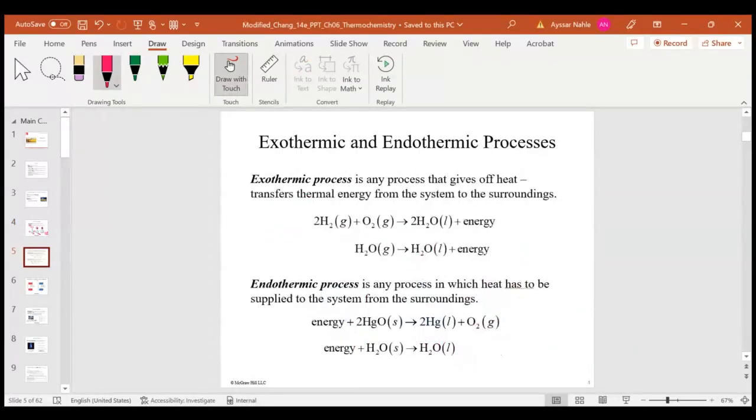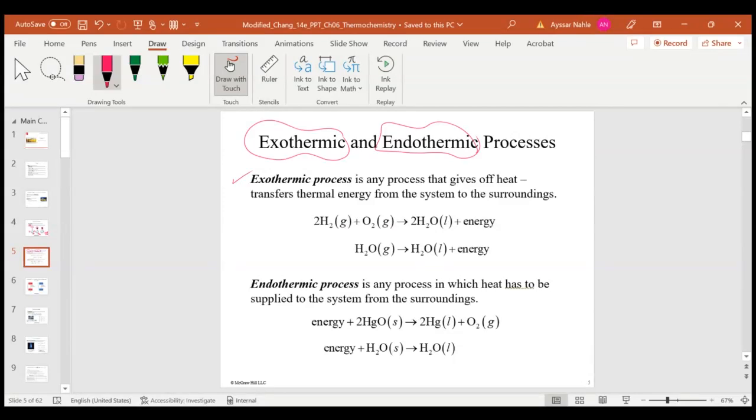Let me carry on here. Now, when we have a system or thermochemical equation, the thermochemical equation can be an exothermic reaction or an endothermic reaction. The exothermic reaction or exothermic process is any process that gives off heat, or transfers thermal energy from the system to the surrounding.